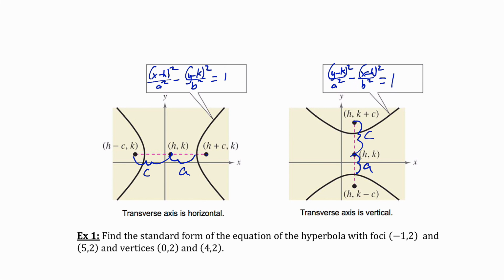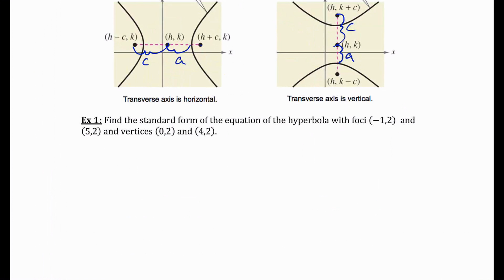Now, to find the standard form of the equation for the hyperbola with foci at (-1, 2) and (5, 2), and vertices at (0, 2) and (4, 2), you'll see each of those has a y value of 2. That means we're going to have a horizontal line. So we have a horizontal transverse axis. And again, that's because the y values are constant. So it's going to be some sort of horizontal line.